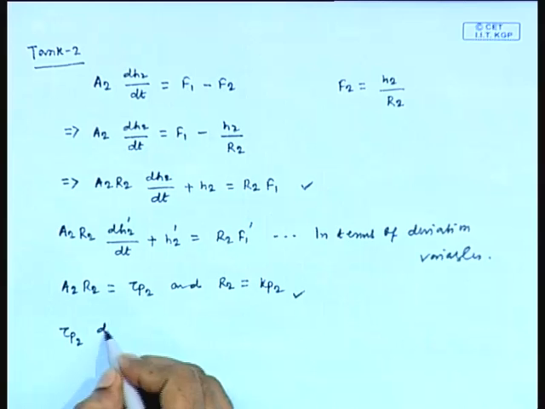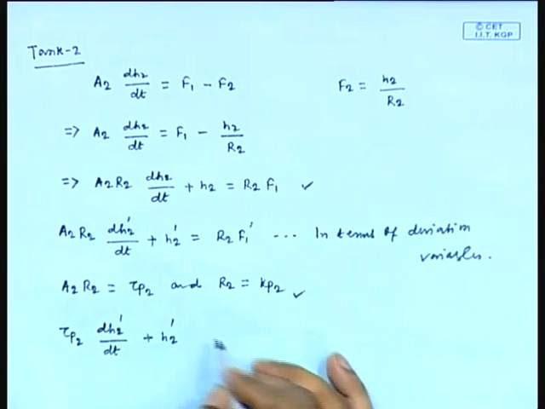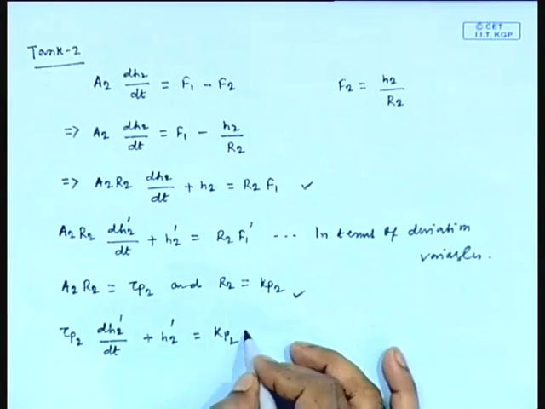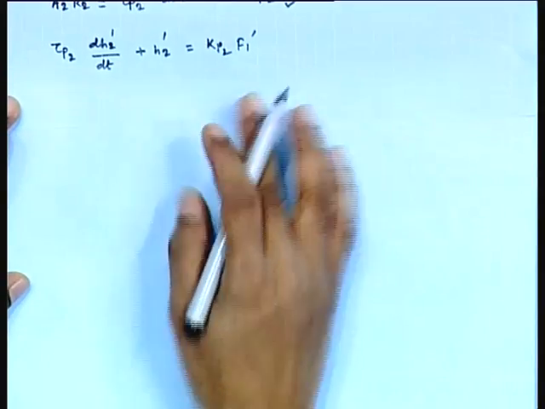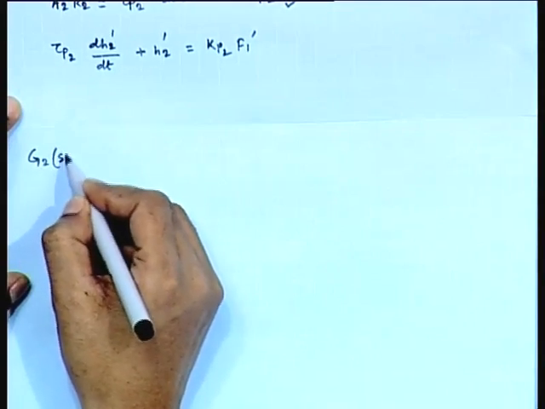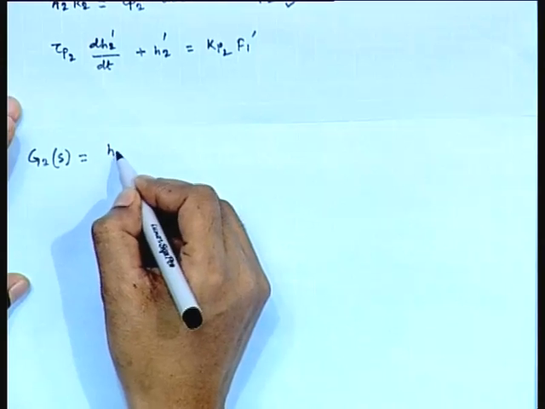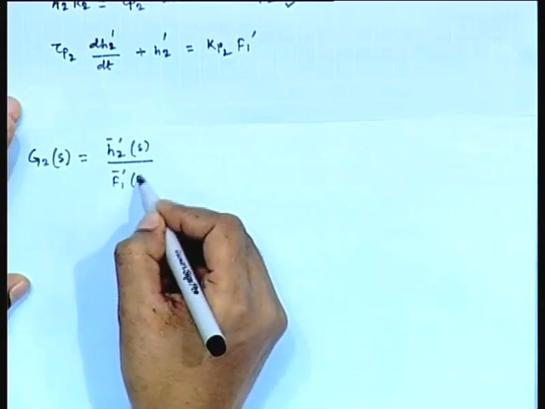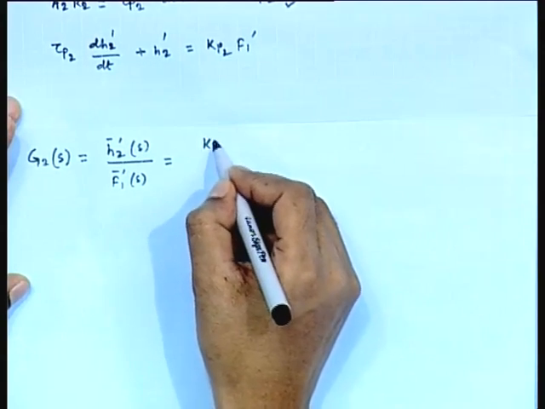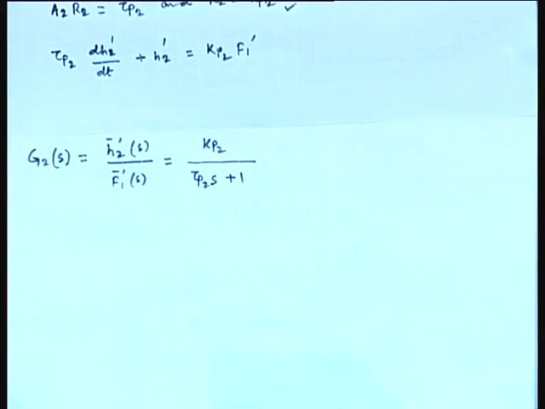Then we get tau P2 dH2 prime dt plus H2 prime equal to Kp2 F1 prime, and taking Laplace transform finally we get the transfer function of tank 2 as Z2s equals H2 bar prime s divided by F1 bar prime s equals Kp2 divided by tau P2s plus 1.